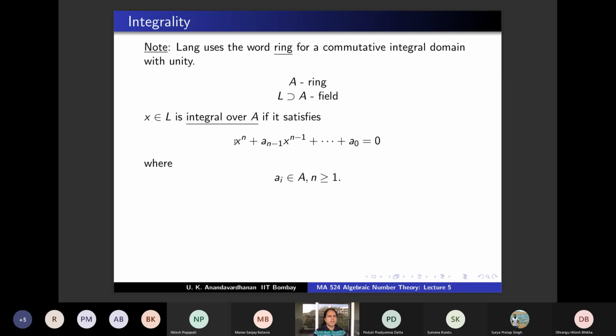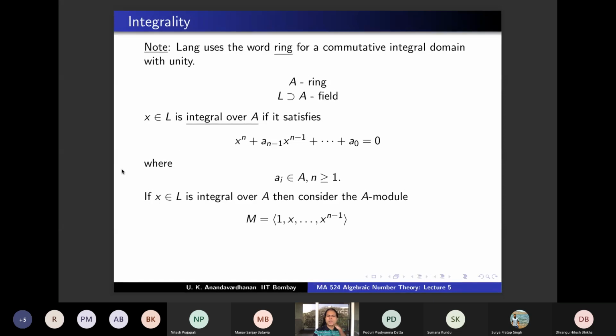Monic polynomial, the leading coefficient is 1. So if it satisfies a monic polynomial with coefficients from A, then you say it's integral. I hope this definition is clear. So if x is integral over A, then consider the following A-module.